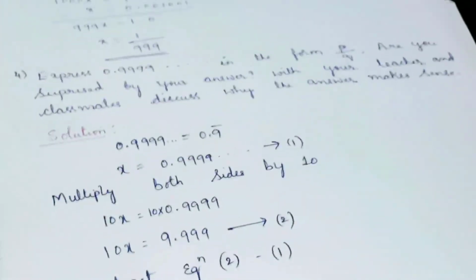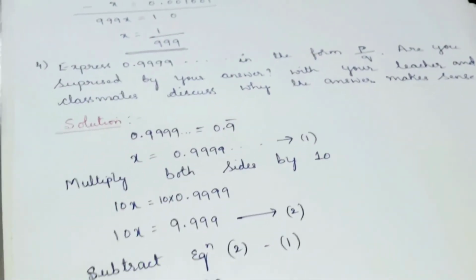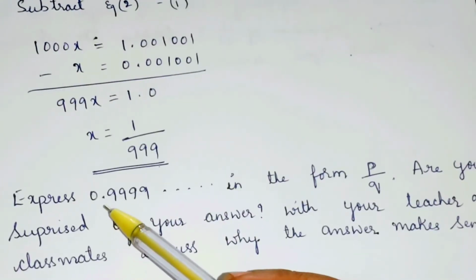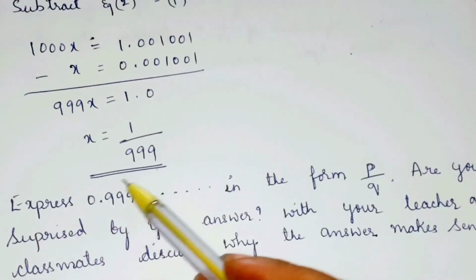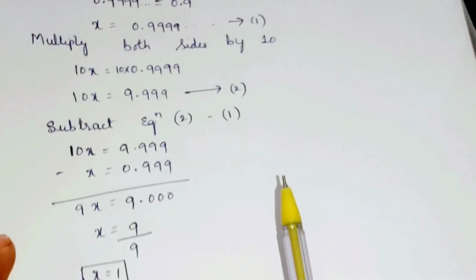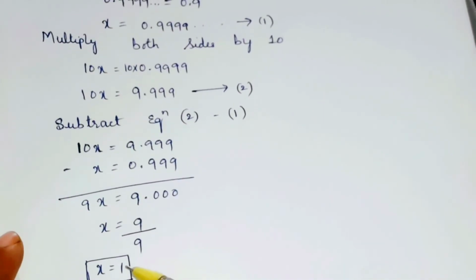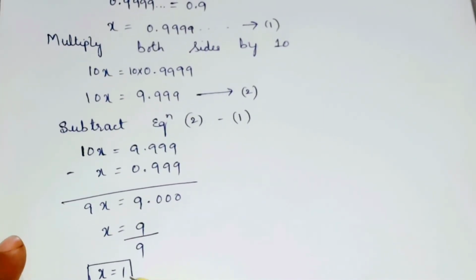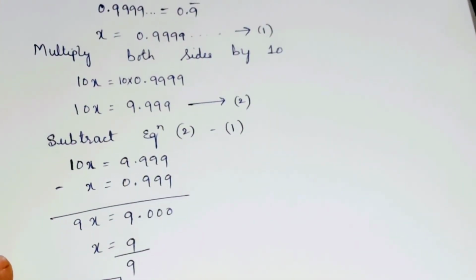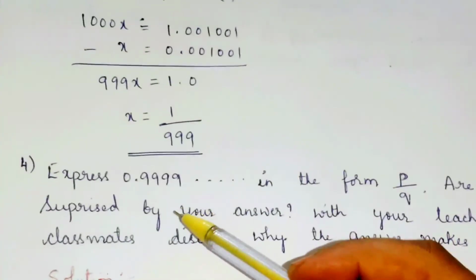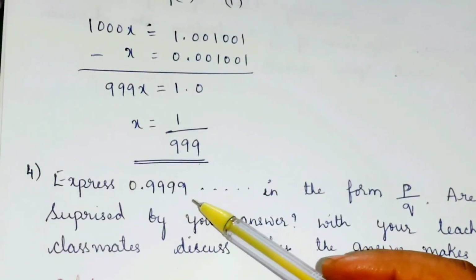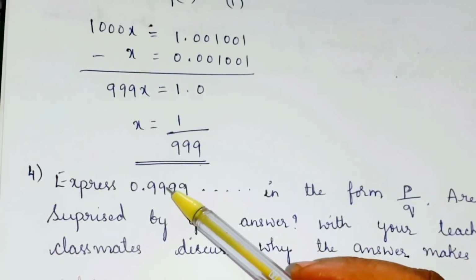Here, why did you get the value as 1? Because the value which was given, 0.999, was approximately equal to 1. Here you got both numerator and denominator similar. Hence, the P by Q form was 1. Hence, it makes sense. Generally, whenever you write 0.999, we write it as approximately equal to 1.